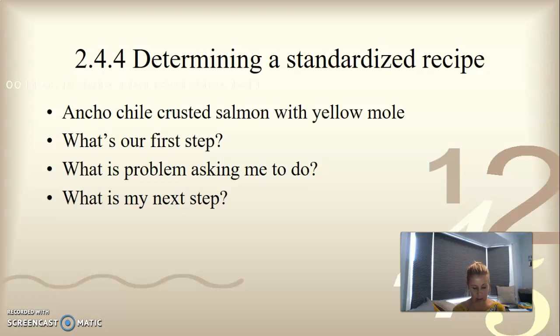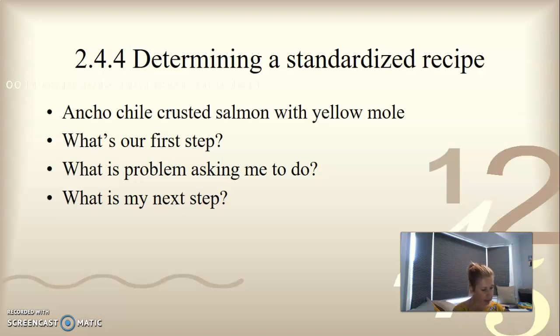So let's take that example and look. If you scroll down through the entire ingredient list, the ancho chili crusted salmon needs 50 fluid ounces of yellow mole in order to make these 25 servings. Well, look at the yellow mole recipe. How many does that make? 32 fluid ounces. So we won't have enough.